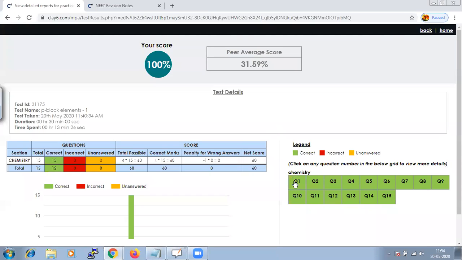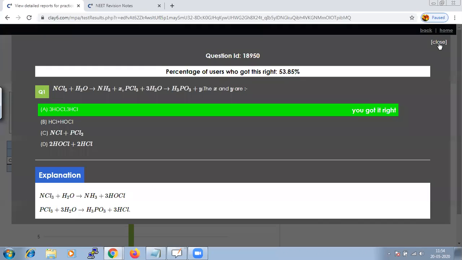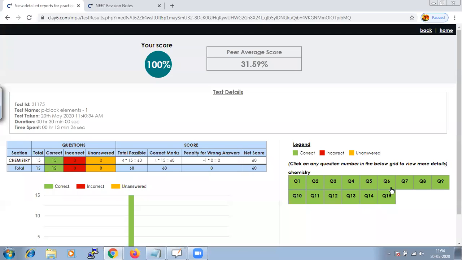Here, the wrong ones are shown. It is very simple to find the explanation and its answer, and you can take the test again if you feel that you are not confident in the questions attempted.